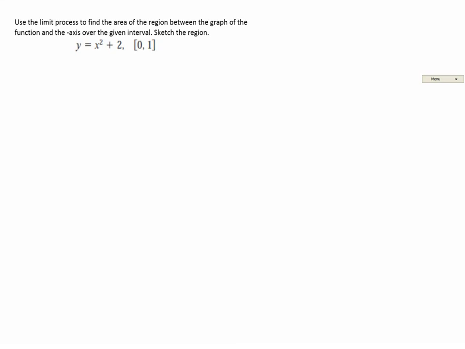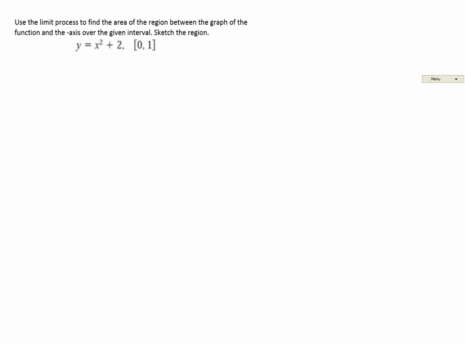Today we are going to learn how to use the limit process to find the area of the region bounded by a graph of a function, the x-axis, and two vertical lines. This problem uses the limit process to find the area of the region between the graph of the function and the x-axis over the given interval.